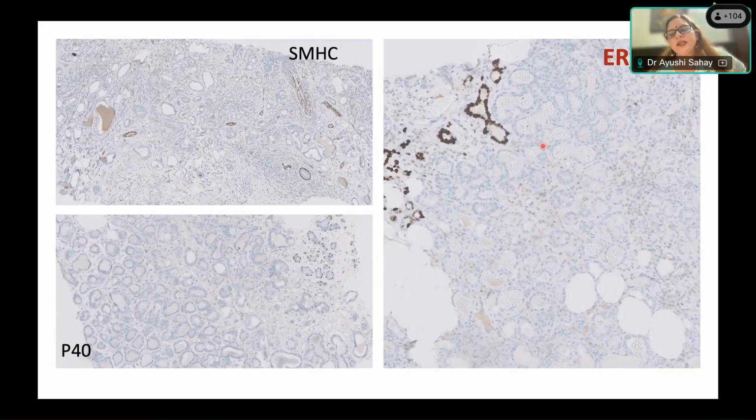So which of these three differentials will you be able to rule out? ER, PR, HER2, all three are negative. So it is triple negative. So which of these differentials, tubular carcinoma, secretory carcinoma, and microglandular adenosis, which of these can be ruled out? Secretory can be ruled out. No, secretory is also negative. Tubular carcinoma can be ruled out.